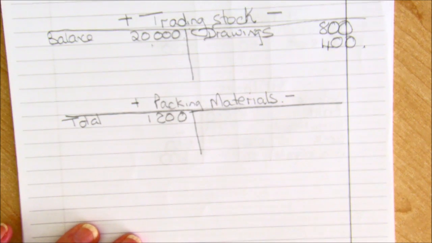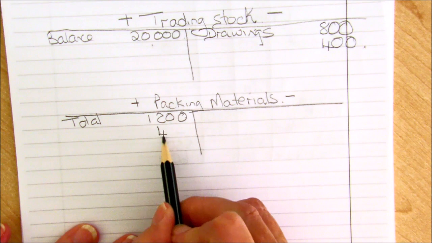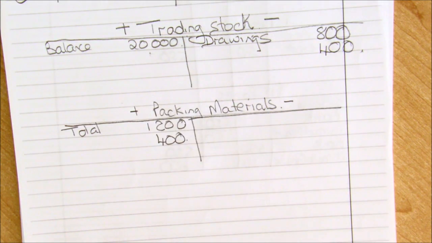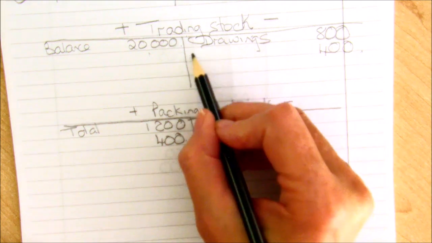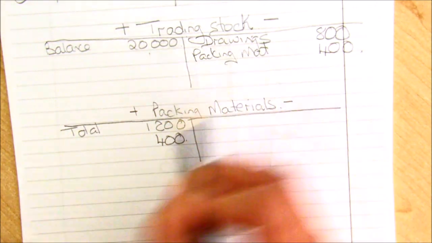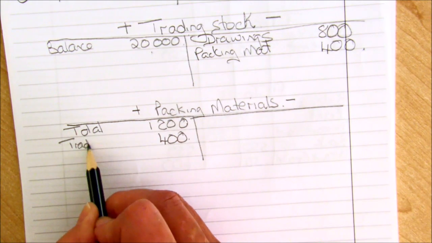And what is it that you bought? To correct it, we'll have to put it into packing materials because that's where it belongs. So we're reducing the trading stock because it's not trading stock, and we're adding it on to packing materials. So your details over here is just a double entry, packing materials, and over here will be trading stock.